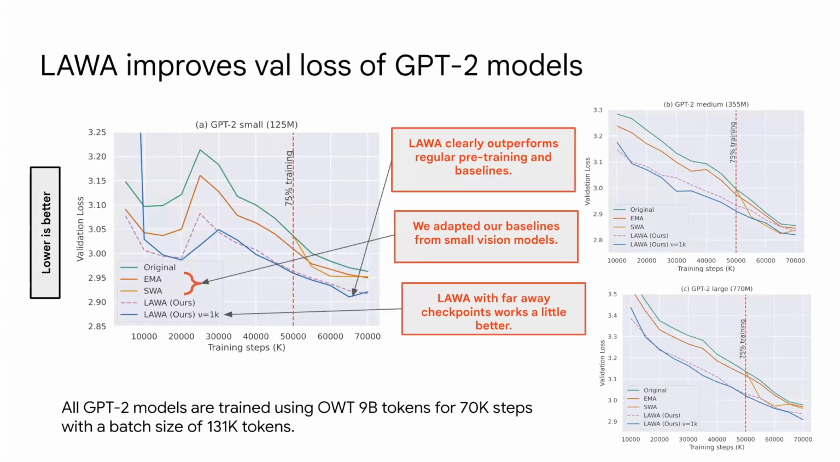Okay, so here is one of the main results. Everything remains the same as we have discussed. Y-axis is validation loss, lower is better. X-axis remains the total number of training steps. We have GPT-2 models, which are small, medium, and large. Let's start with the small model.